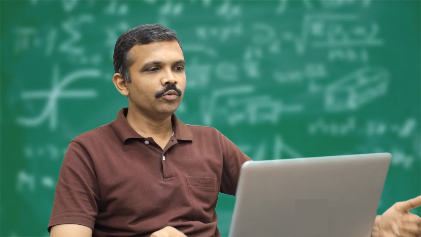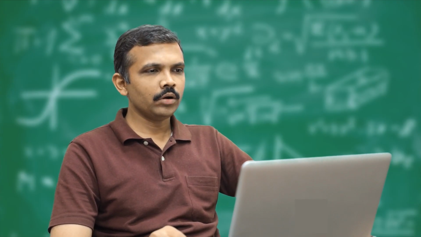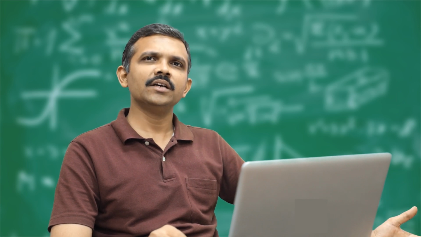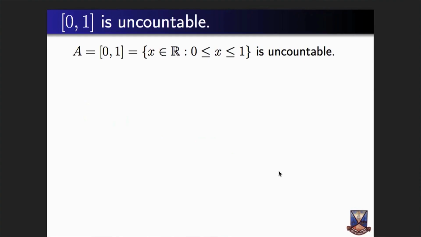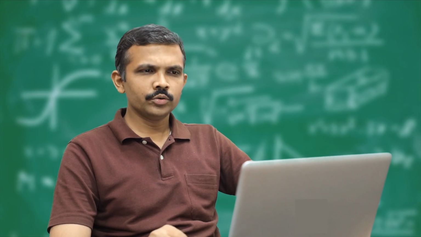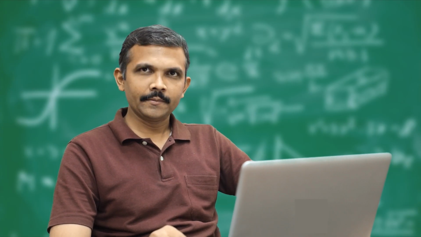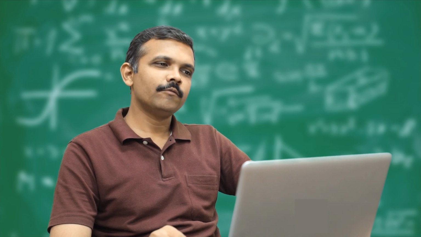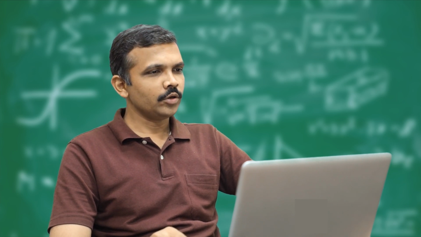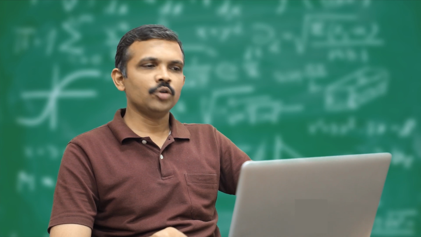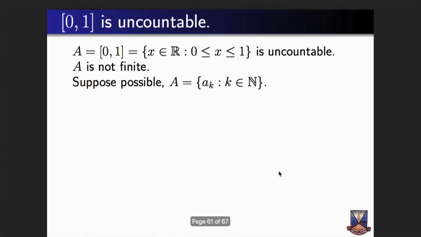Now let us move to the next important example which we have just discussed but never proved, that is set closed 0 to 1. We want to show that this is an uncountable set, and we will be proving it by method of contradiction. So suppose possible A is not uncountable set, that is, let us take my set A as a_k, k belongs to naturals.